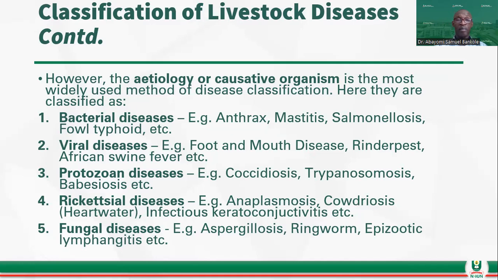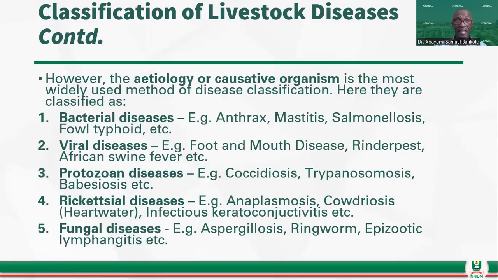So number one here, we have bacterial diseases. Examples of bacterial diseases are salmonellosis, fowl typhoid, anthrax, you know, we mentioned anthrax earlier, mastitis, and so on. So these are all bacteria. Number two, viral diseases. Examples include foot and mouth disease, rinderpest, African swine fever. Number three, protozoan diseases. So we hear things like coccidiosis, trypanosomosis, babesiosis, and so on and so forth.